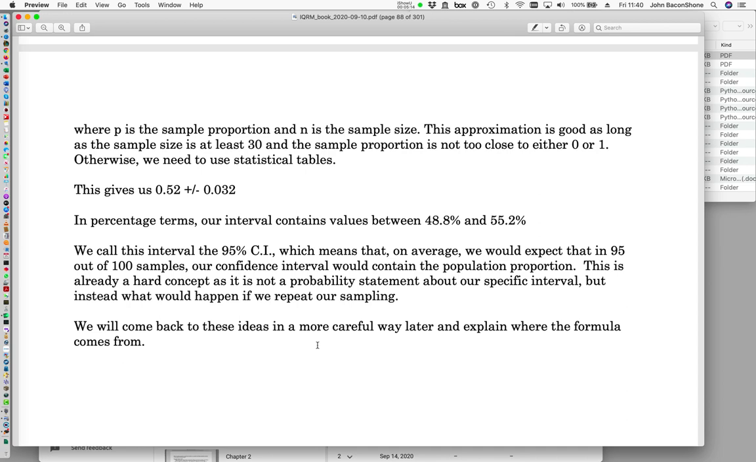Because remember, probability is about long-run relative frequency. So whether a particular interval contains the value is either true or false, right? So the probability meaning is if we drew repeated samples. So we'll come back to these ideas much more carefully later on and explain where this formula comes from. But the key idea is the confidence interval is based on the assumption that we do repeated samples, and then across these repeated samples, how often does the confidence interval contain the true value?